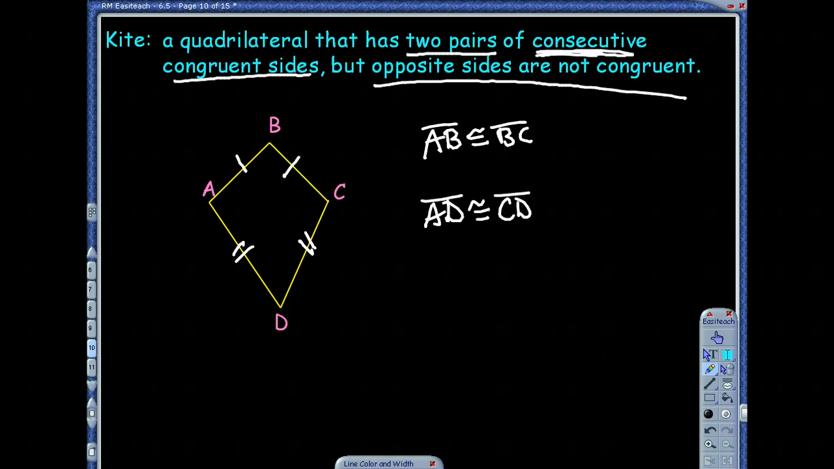So when you're looking at this, yes, you're going to have 2 sets of consecutive congruent sides. Opposite sides are not congruent. So notice this one has nothing to do with parallel. Okay, so eventually, and I know in the next section, we're going to be trying to figure out what kind of quadrilateral it is. So knowing that this is completely different than all the others is something we also want to keep in mind when we're doing it on a coordinate plane.